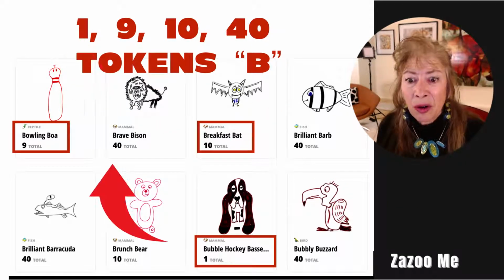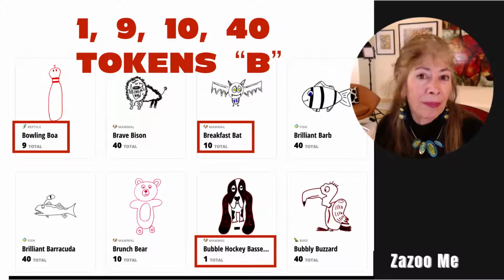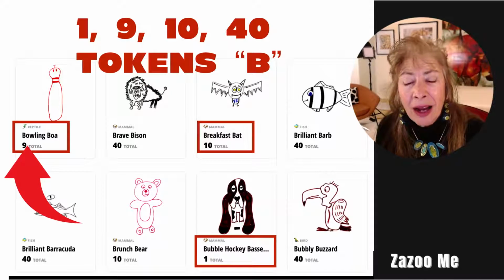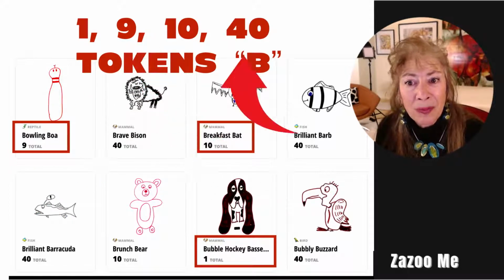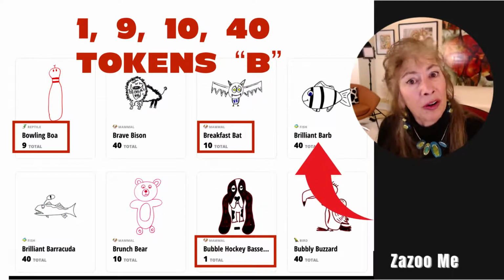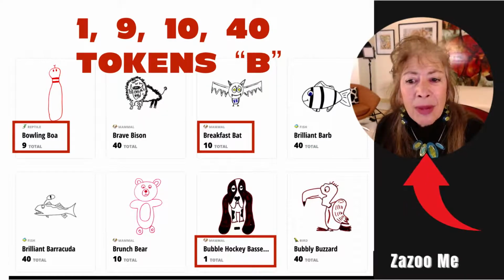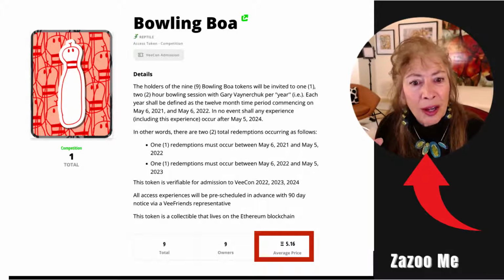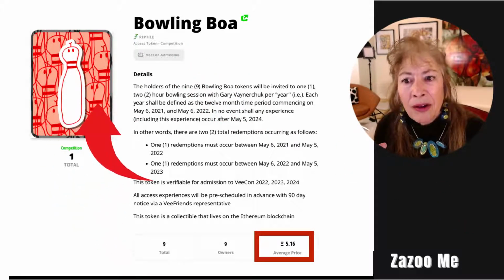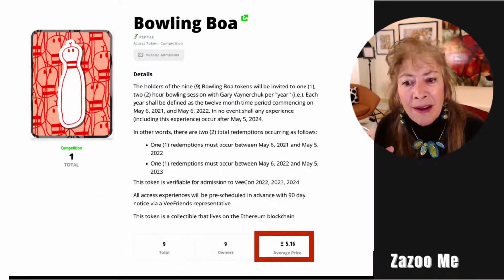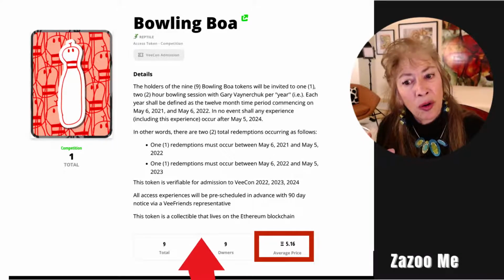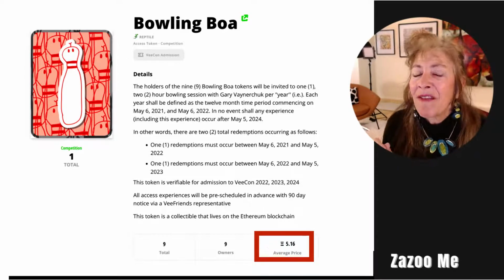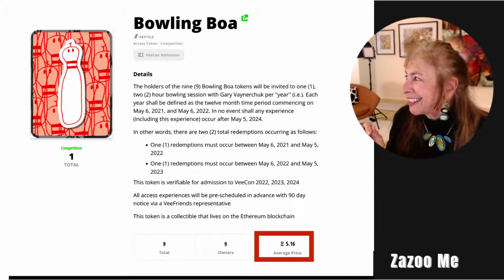Well, why is there a token Bubble Hockey Basset with only 1 token? And some of them have 9 like Bowling Boa, or 10 with Breakfast Bat, or 40 like Brilliant Barb. So what does that mean when it's a tiny number next to it? Well, let's look at Bowling Boa. So with Bowling Boa, 9 altogether were sold. There are 9 owners. The average Ethereum price was 5 Ethereum. Jesus.